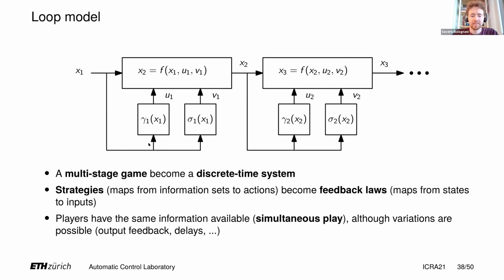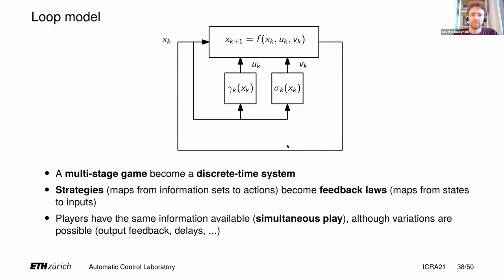And in this example, players have the same information available. You see both player 1 and player 2 implement a state feedback from x1. But there are variations of this. You could have player 2 maybe know the state with some delay and so on. You're allowed a little bit of variation in that case. And now let's do the final step to make this control theory instead of game theory. Why represent x1, x2, x3 in this way? Let's just loop it around. Okay. Still, this is a game.